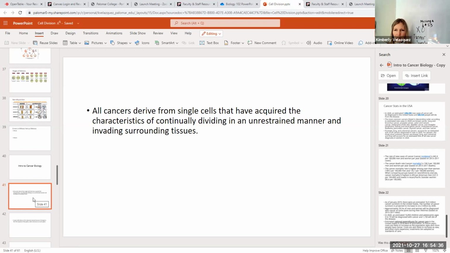I want to just talk quickly about cancer. These slides have a lot of words on them purposely because I really want you to get all of this information. Cancers derive from a single cell or more than one, but it's from single cells, not all of the cells of your body, that have acquired characteristics to cause them to keep dividing out of control. In other words, in a cell, something goes wrong in the cell cycle. Those checkpoints aren't working. The tumor suppressor proteins aren't doing their job, and they divide in an uncontrolled, unrestrained manner and eventually start invading the surrounding tissues.